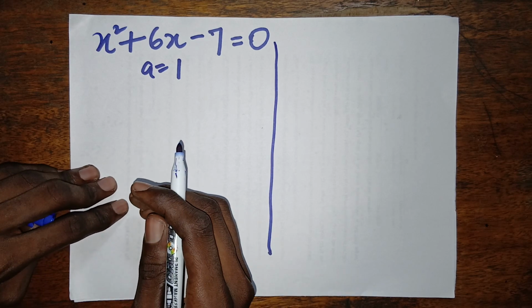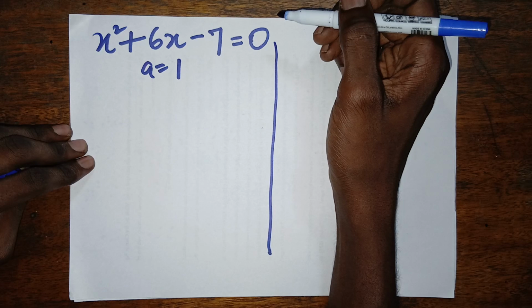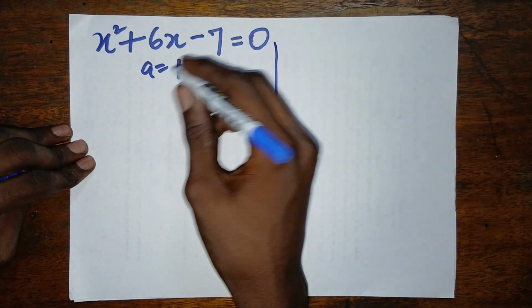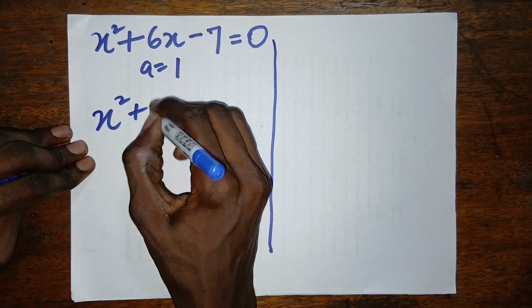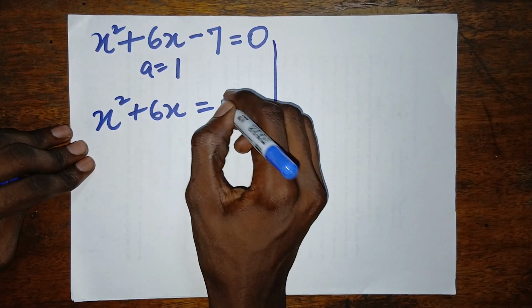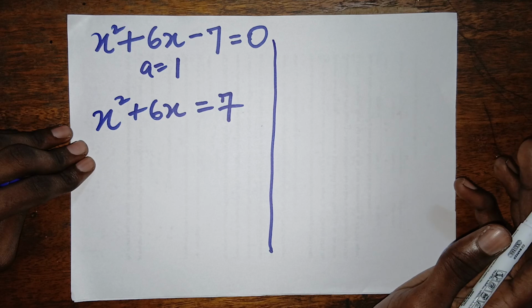First thing is to move your constant to the other side. Then you have x squared plus 6x equals 7. That's the first step in our completing the square method.